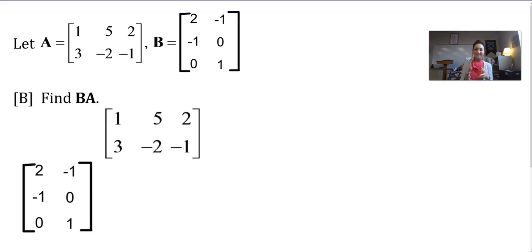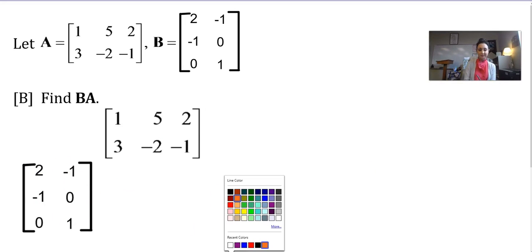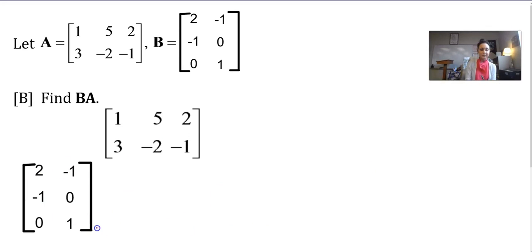Okay, so let's say I give you the same matrices and this time ask you to find B times A. So let's take a look at these. What is the order this time of this matrix? Again, this is a 3 by 2. And what is the order of this matrix? This is a 2 by 3. So is matrix multiplication possible here? It is, because your inner numbers match, right?